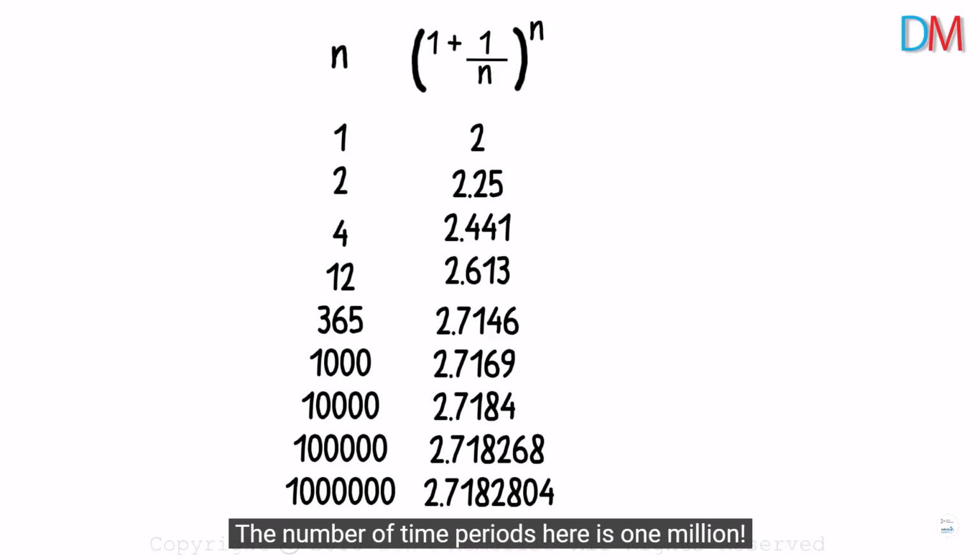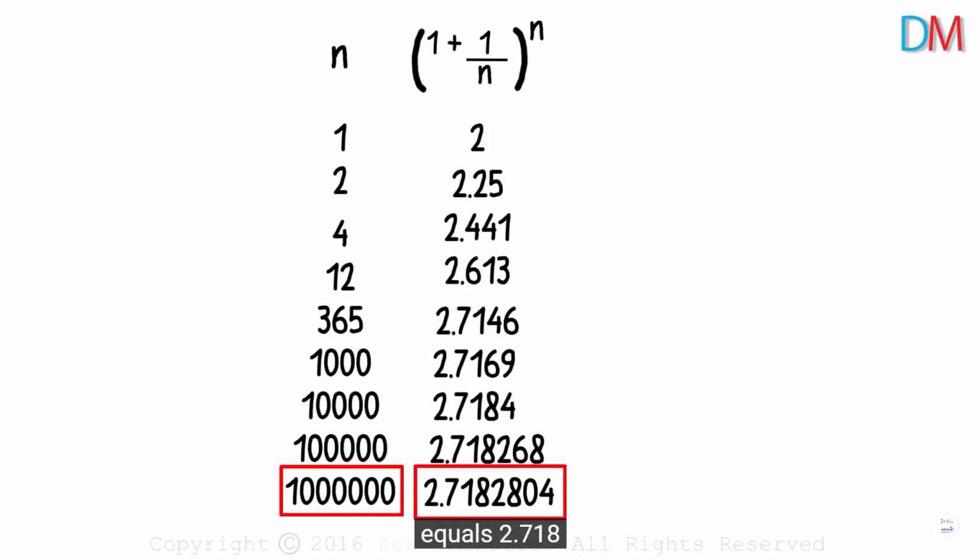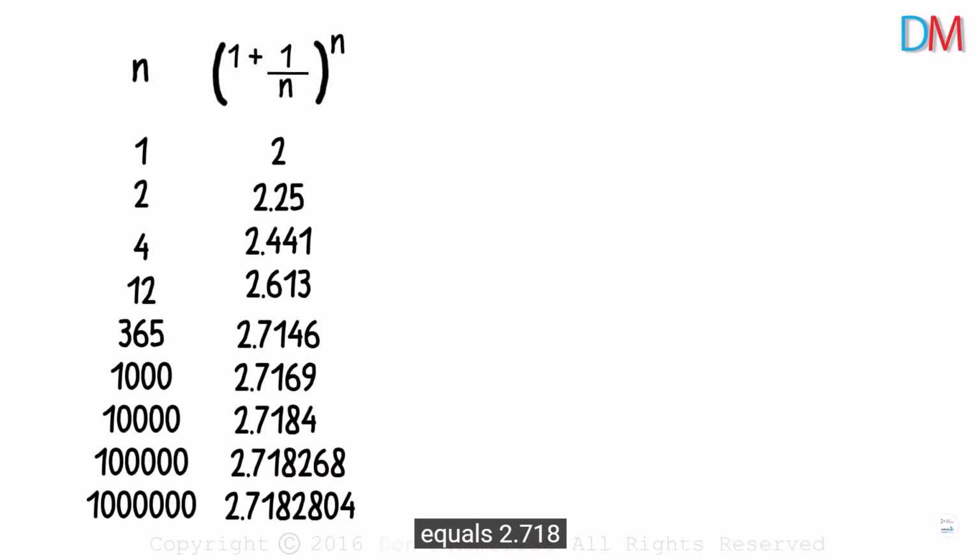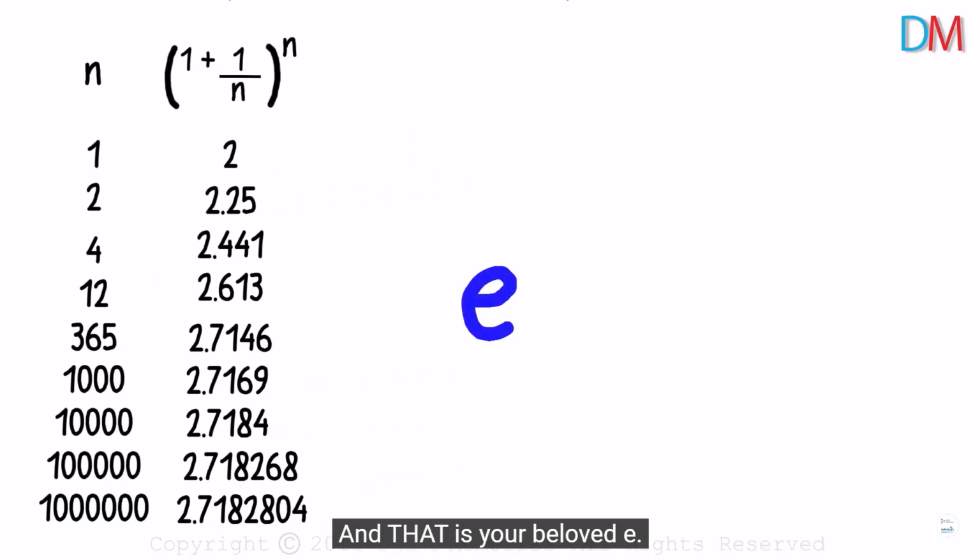The number of time periods here is 1 million. Notice that the returns improve, yes, but they converge around a value which approximately equals 2.718. And that is your beloved E. We can't get infinite money after all.